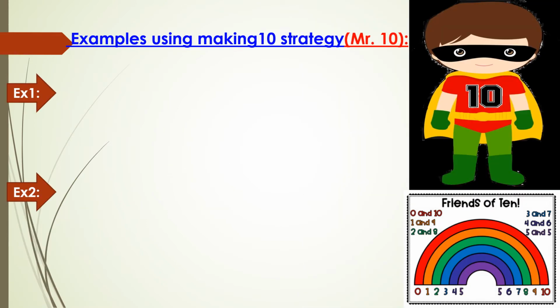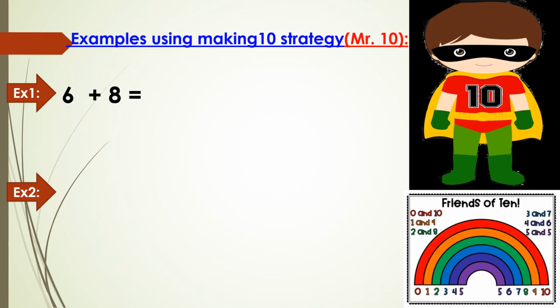Let's say hello to Mr. 10, our superhero. Hello, Mr. 10, how are you? Mr. 10 will help us to add and subtract 10 easily with the making 10 strategy through the following examples.